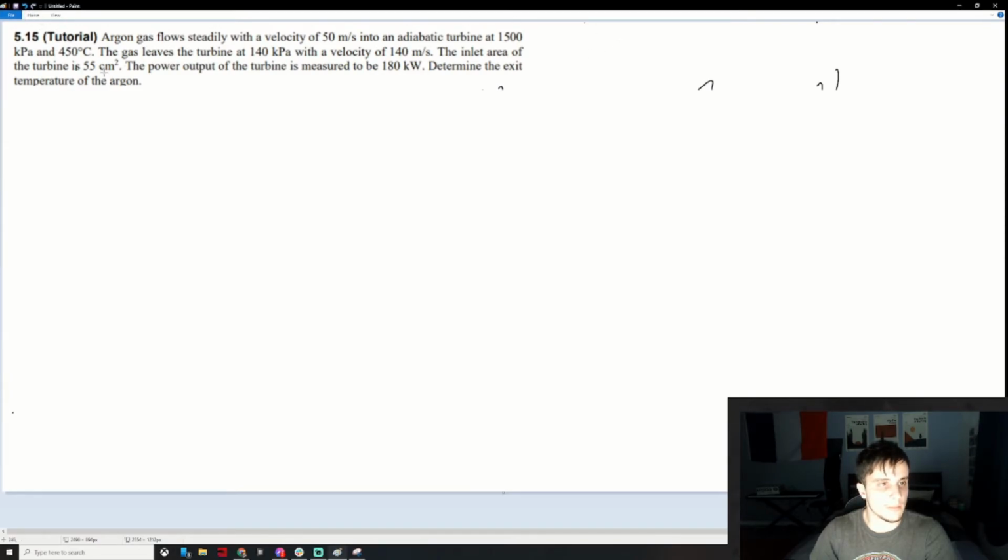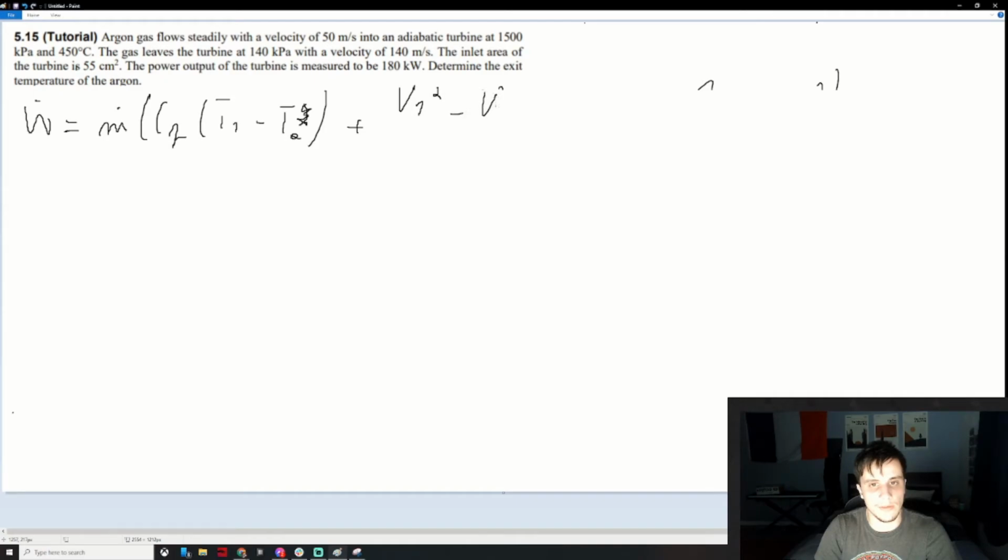Gonna rewrite the equation as such. So yeah, W dot is equal to M dot times [CP(T1 minus T2) plus (V1 squared minus V2 squared) divided by 2]. And let's reformat this so that T2 is on one side and all the other variables are on the other side.